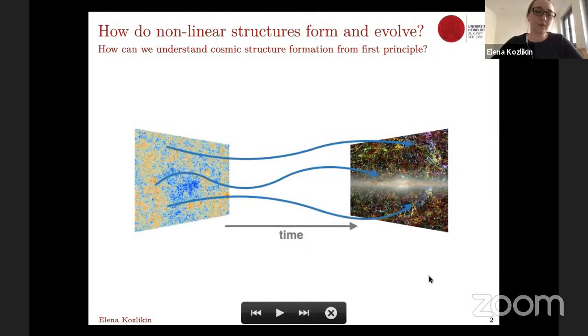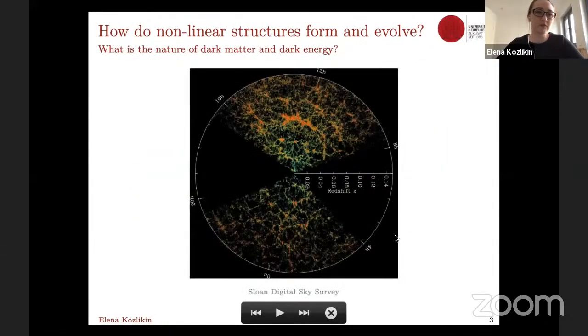Right, so when we're talking about structure formation, or nonlinear structure formation, what we actually want to describe is the evolution of tiny density fluctuations in the early universe up to the web-like structures that we see today, like so, for example.